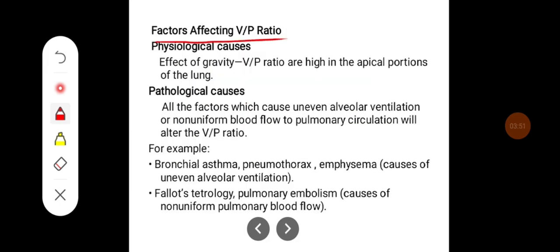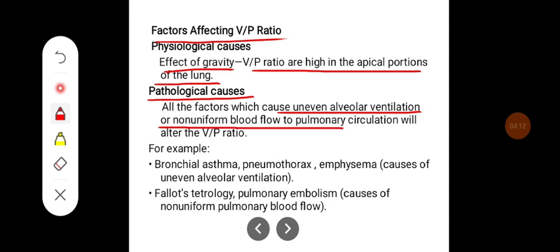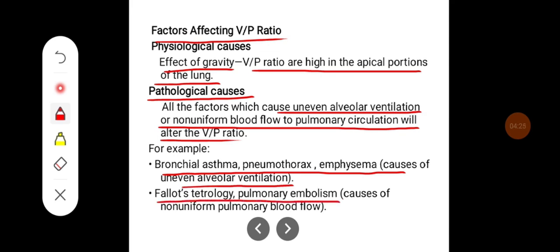Some of the factors affecting the ventilation perfusion ratio: physiological causes like the effect of gravity. The ventilation perfusion ratio is high in the apical portions of the lung and less at the base. Some of the pathological causes are all the factors which cause uneven alveolar ventilation or non-uniform blood flow to the pulmonary circulation, which will alter the ventilation perfusion ratio. For example, bronchial asthma, pneumothorax, and emphysema cause uneven alveolar ventilation, whereas Fallot's tetralogy and pulmonary embolism cause non-uniform pulmonary blood flow.